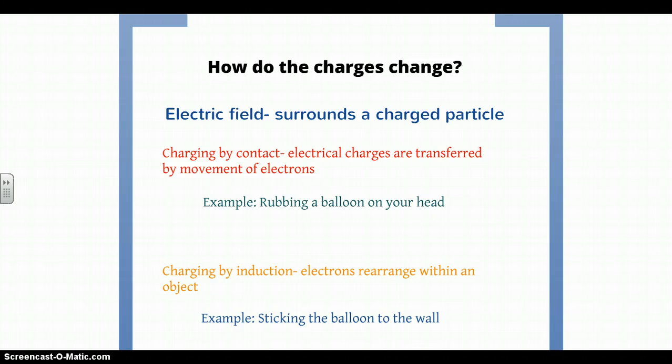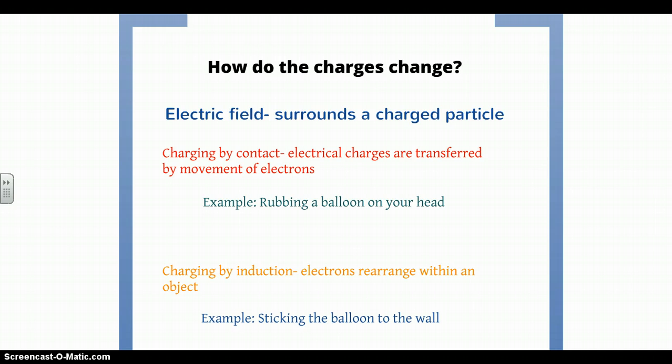And that's where electrical charges are transferred by movement of electrons. That means the electrons actually move from one object to another. An example is rubbing a balloon on your head. You'll see the electrons actually go from your head to the balloon.